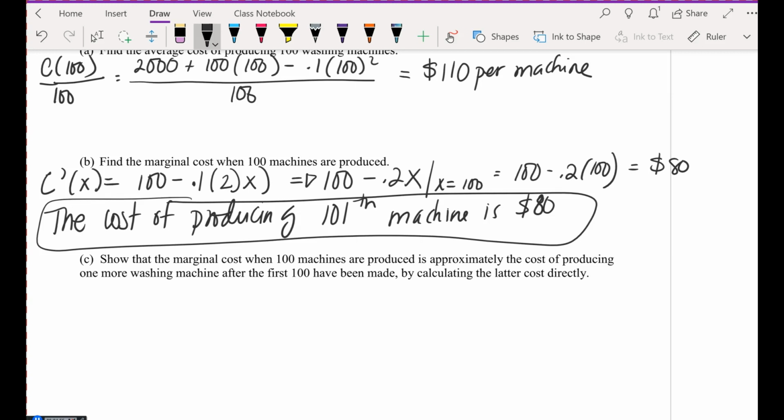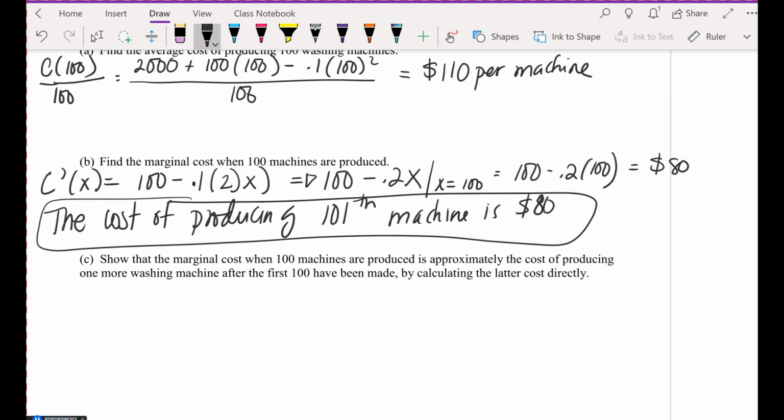Now, on letter C, it says show that the marginal cost when 100 machines are produced is approximately the cost of producing one more washing machine after the first 100 has already been made by calculating the latter cost directly. So we're going to prove why this is the 101st machine. We're going to do it algebraically to see if calculus is legit. Algebra is always right. We're learning calculus for the very first time. We're going to see if it's okay.